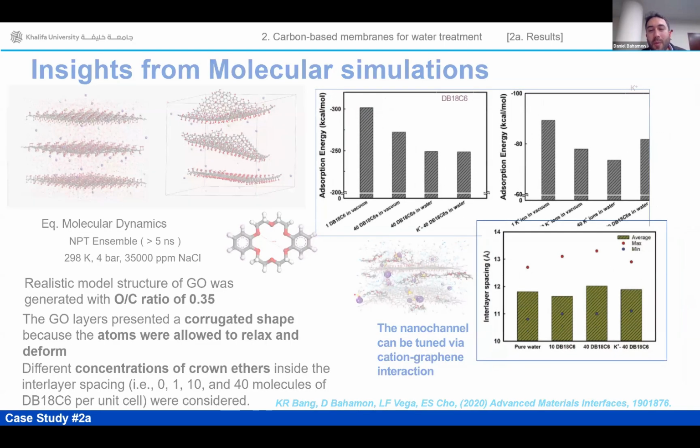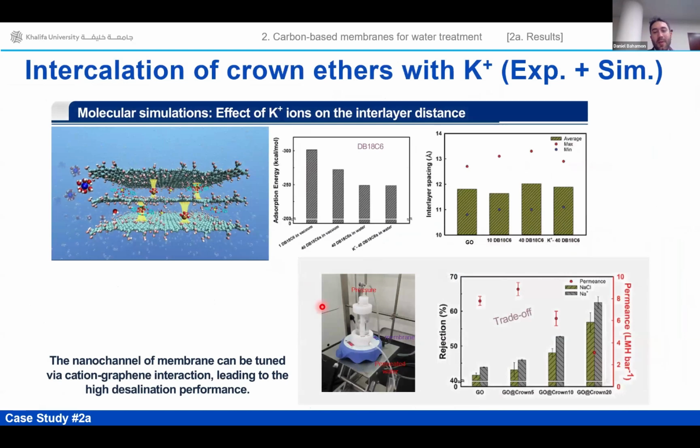We related this information also with the experimental setup, and we found that actually increasing the amount of these crown ethers is beneficial for the rejection. You will increase the rejection. You might get 70% of salt rejection in this case, but it is a trade-off because you will also lose permeance. You will lose the capacity of the membrane to allow water to pass through, because basically you are blocking these channels with the crown ethers you are intercalating.